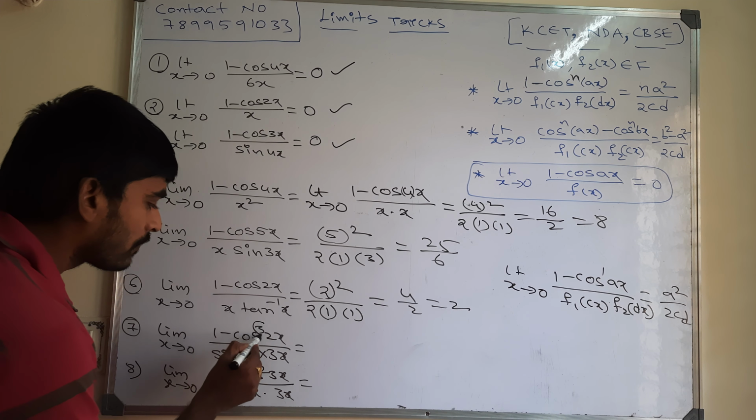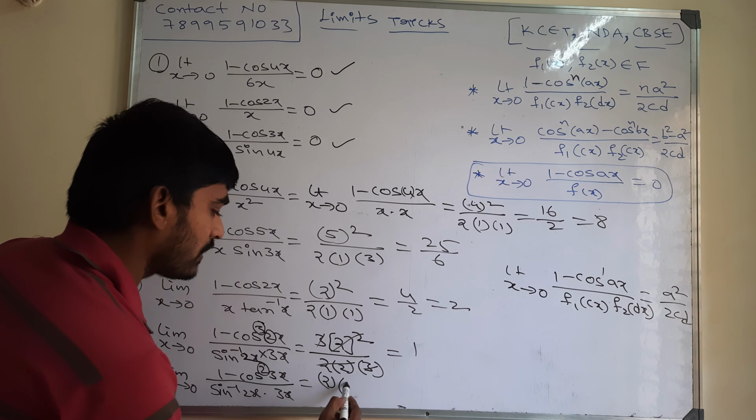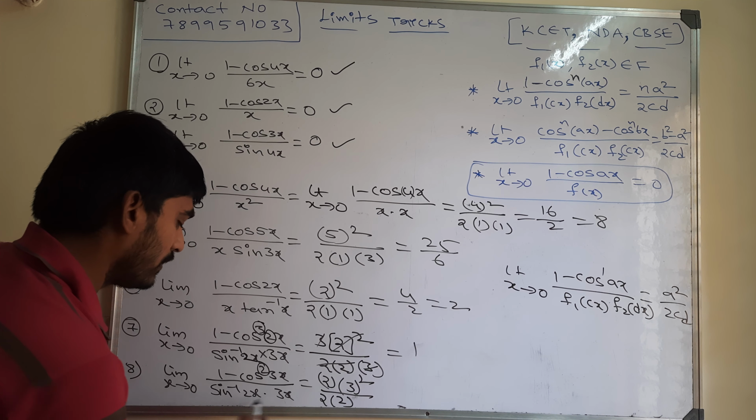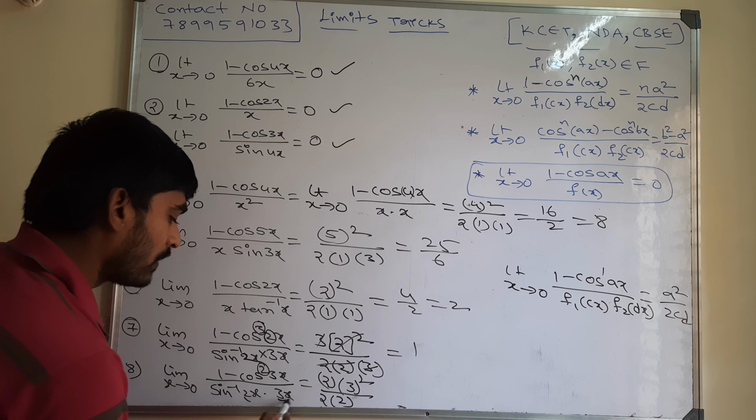Suppose you come here then. What is the n value? 2. A square, what is a square here? 3 square divided by 2 into 3. Now these two get cancelled, the square and this 3, so 3 by 2 is the answer.